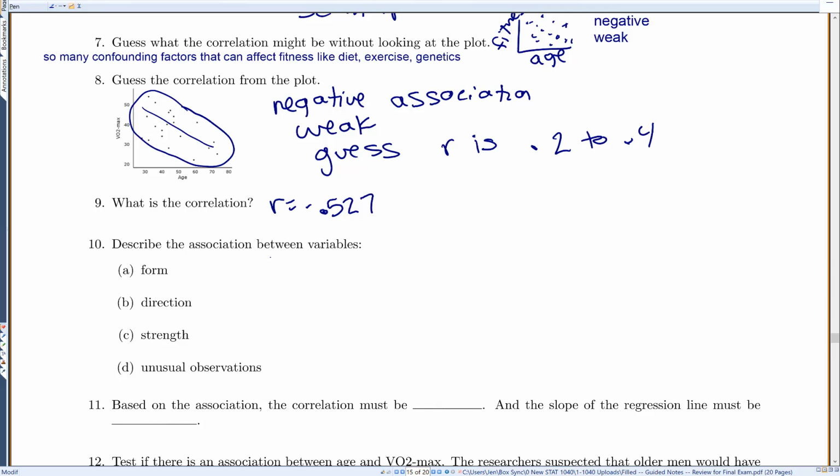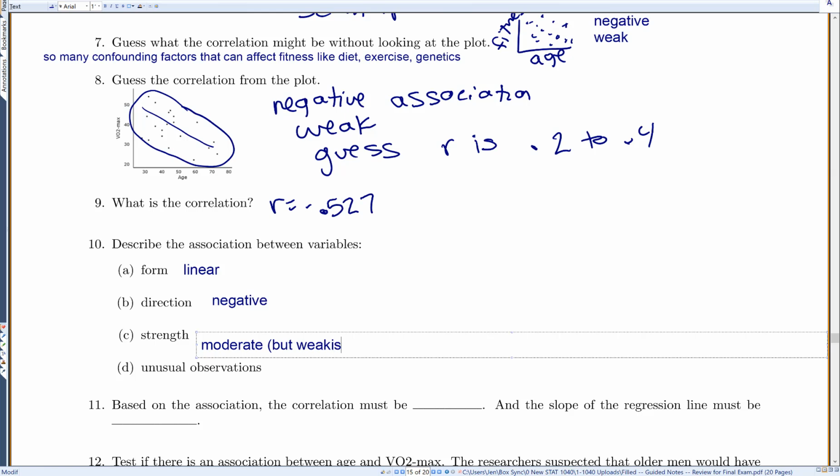Okay, so let's describe the association between variables. Form means is it linear or not? I think those look like they would fit a line very well, so I would say linear. My direction is negative. My strength, I said weak, but it's actually moderate based on that correlation, but weakish. Okay, it's not super strong. Any unusual observations, anything that doesn't seem to fit? I really don't think I see anything. I'd say no unusual observations.